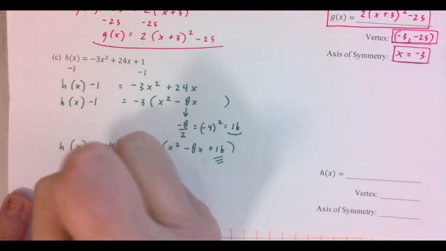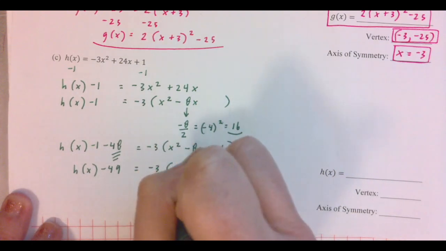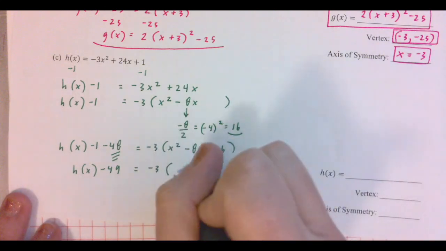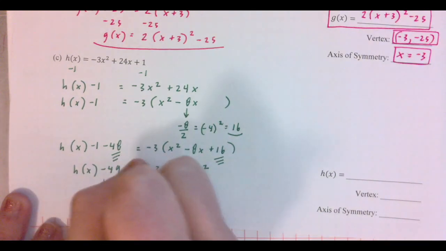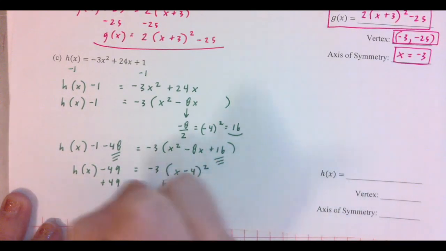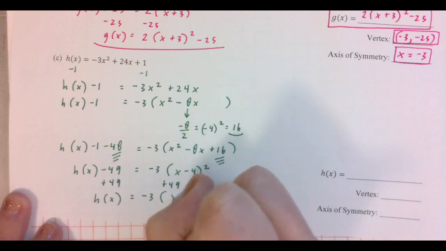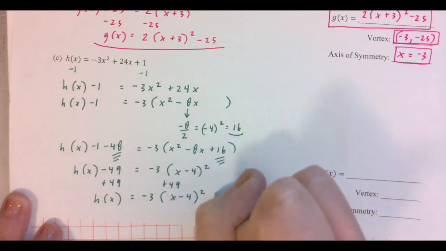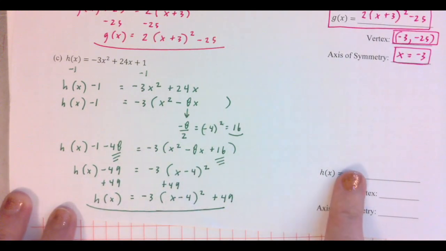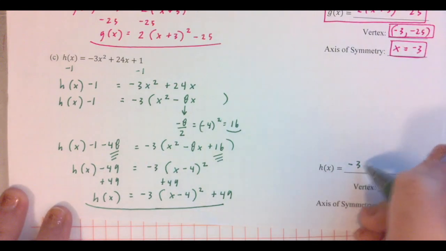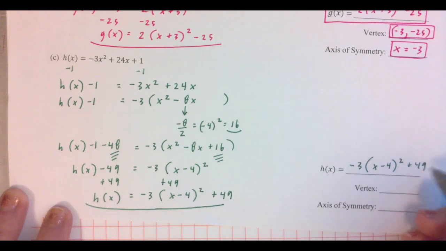So now I have h of x minus 49 equals -3 times, this factors into x minus 4 as a quantity squared. Now add that 49 to the other side, and we've done our job. So h of x is equal to -3 parentheses x minus 4 as a quantity squared plus 49. Okay, I'm just going to transfer that right here. So -3 parentheses x minus 4 quantity squared plus 49.